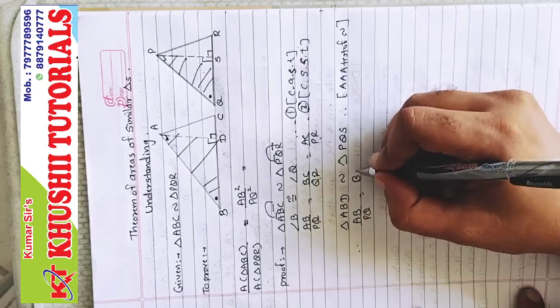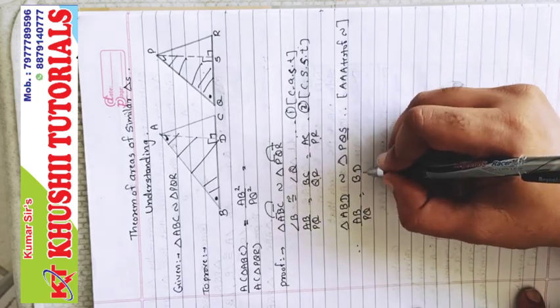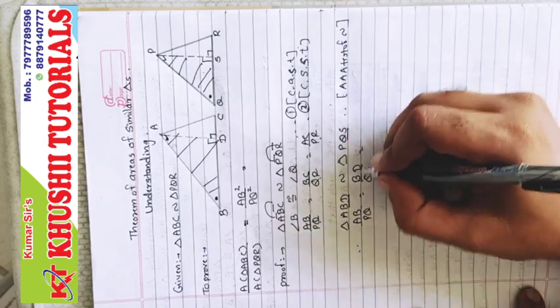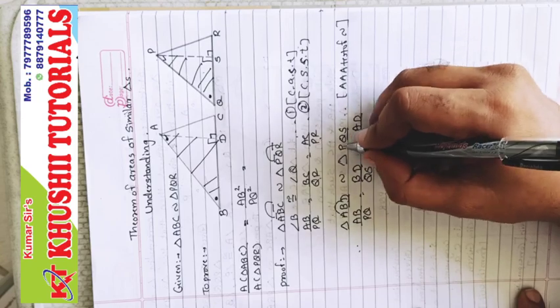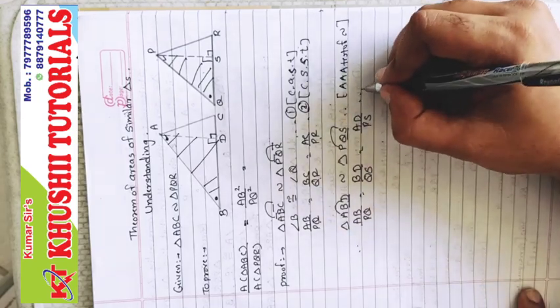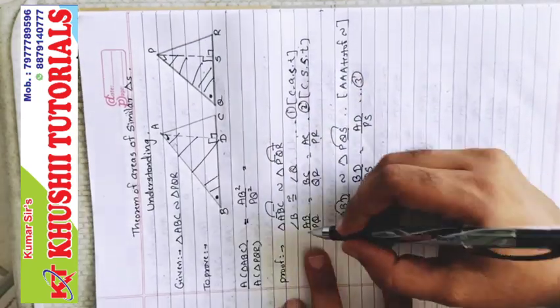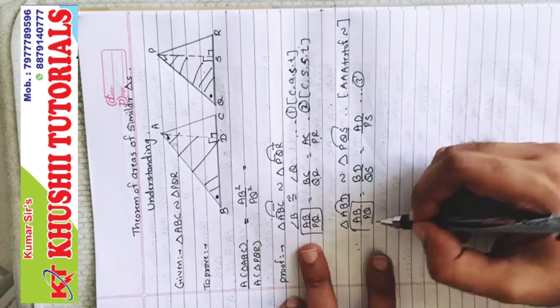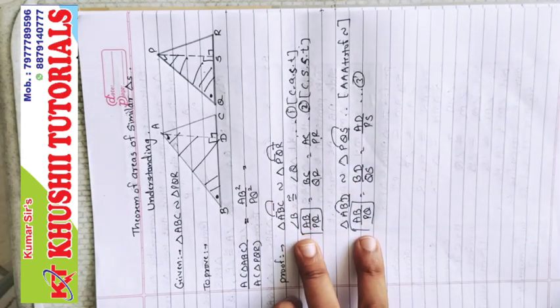Now as these triangles are also similar, the sides are proportional, so AB upon PQ equal to BD upon QS equal to AD upon PS. We'll mark it as 3. Now you can see here AB upon PQ, AB upon PQ are equal, right? That is common. Are you getting? Now continue.